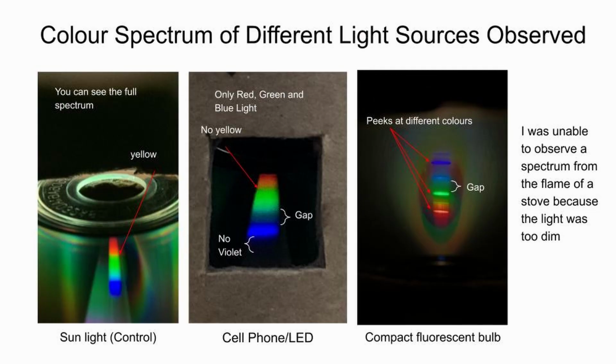I have used my spectroscope to study sunlight, LED light, and light from a fluorescent bulb. When we look at our control, which is sunlight, we see all the colors of the spectrum are present. Now, when we look at a cell phone light or LED light, we can see that there's no yellow and only red, green, and blue lights are present. Now, as we look at a compact fluorescent bulb, we see that there are peaks at different colors.